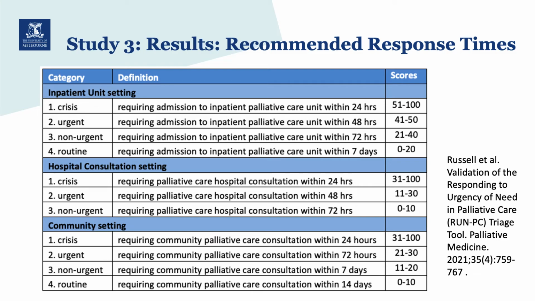So you can see for inpatient and hospital consultation, the top two categories there are different scores for those time categories, and in the community setting there's slightly different time categories, so it goes 24 hours, 72 hours, 7 days, 14 days, really reflecting the lower acuity in the community setting, and the scores there. And I guess I just wanted to point out that it is quite hard to score high on the tool. So anything over 50 is a crisis in the inpatient setting. Anything over 30 is a crisis in the hospital consultation or community setting.